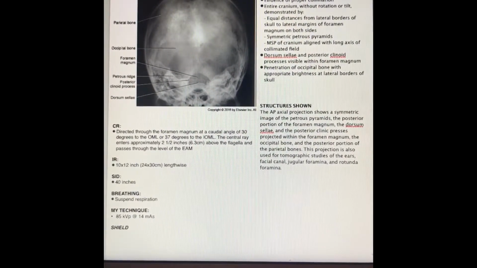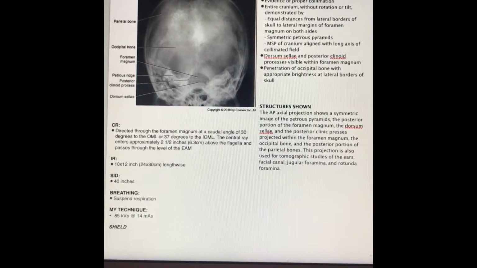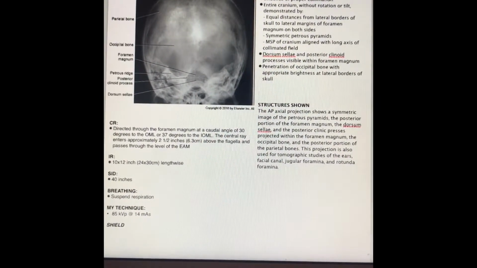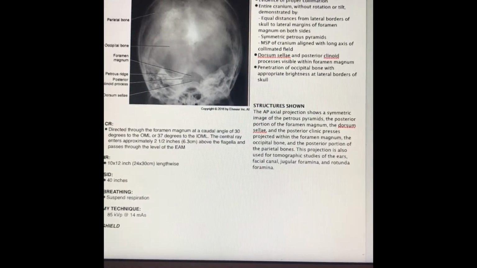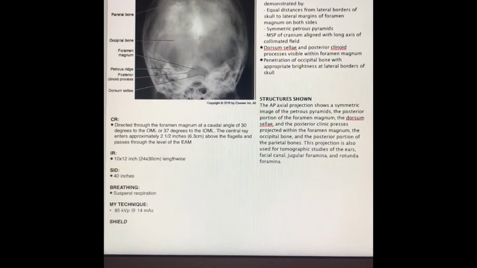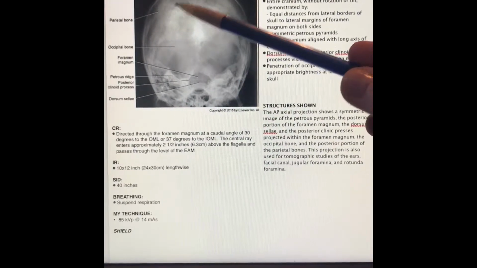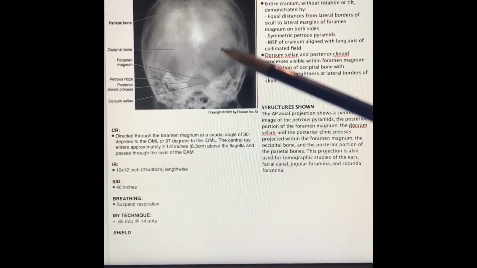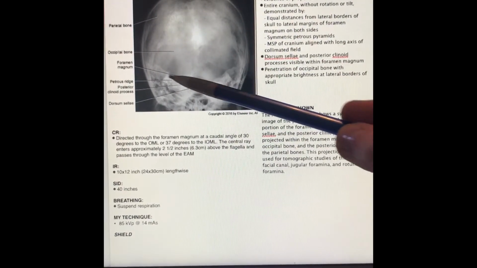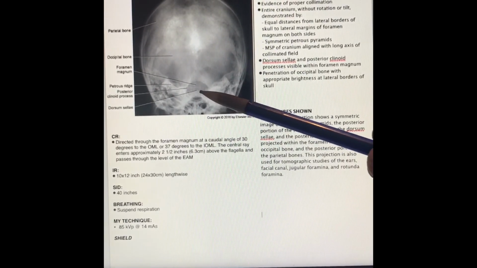IR is 10 by 12 inches lengthwise and SID was 40 inches. Breathing instructions are suspend respiration, and my technique was 85 kVp at 14 mAs. And for this image, we also want to shield as much as possible. So in this image, we see parietal bone, occipital bone, foramen magnum, petrous ridge, posterior clinoid process, and dorsum sellae.